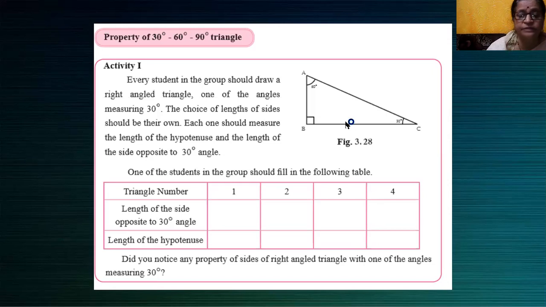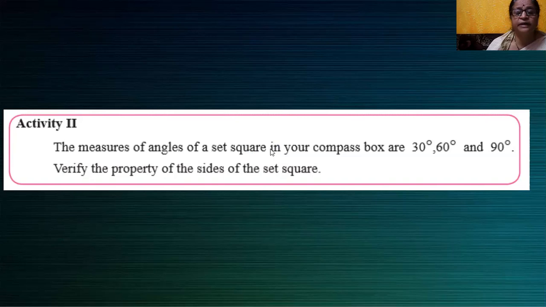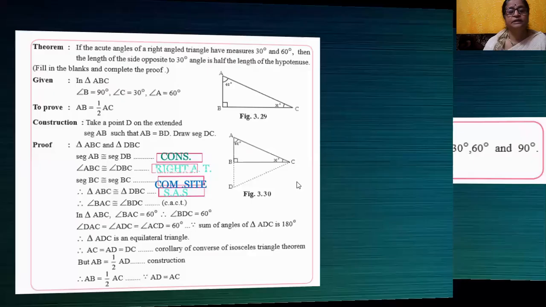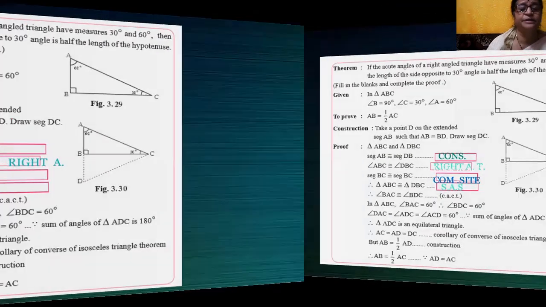Okay, do it yourself. Then, like that activity, measure the angles of the set square in your compass box, which are 30 degrees, 60 degrees, 90 degrees. Verify the property of the sides of that set square. In your compass box, you can measure it. Then here is one theorem, but it is not for your examination.